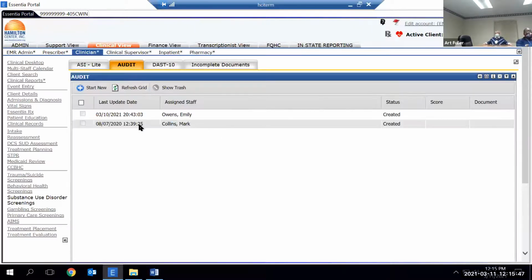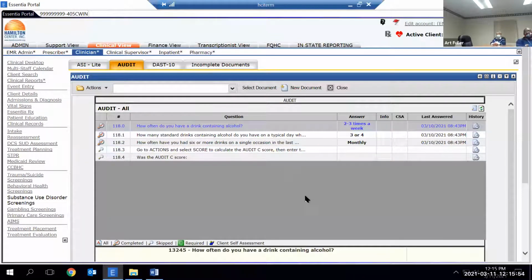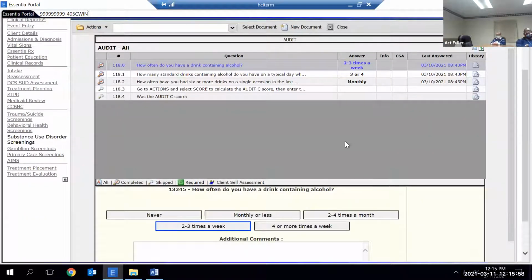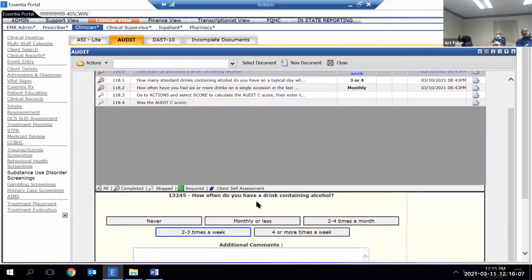The audit is another one we can go through. Again, this is the alcohol use. This one is a very short one. And this will help us if we are recommending outpatient services, possibly, maybe addictions services or treatment. It's just asking how often you have a drink containing alcohol. Is it never, monthly or less, 2 to 4 times a month, 2 to 3 times a week, or 4 or more times a week? He's saying 2 to 3 times a week.